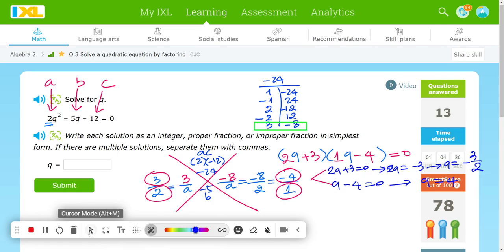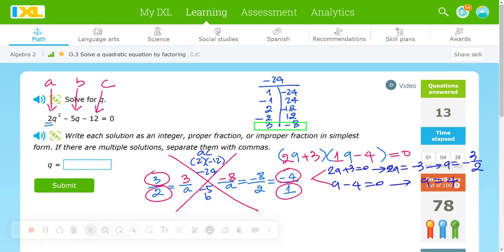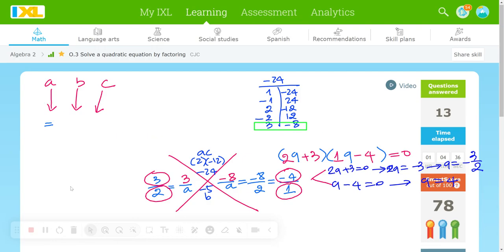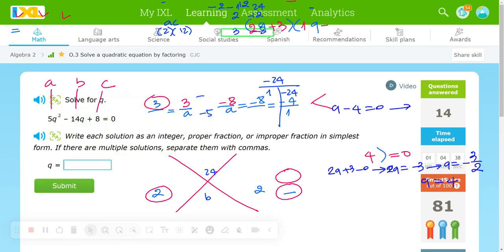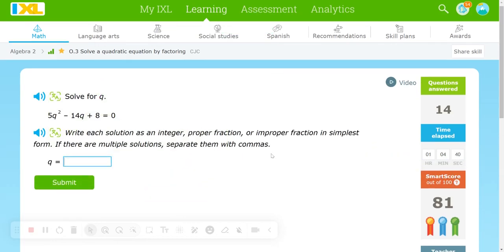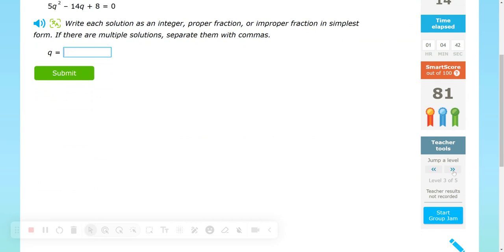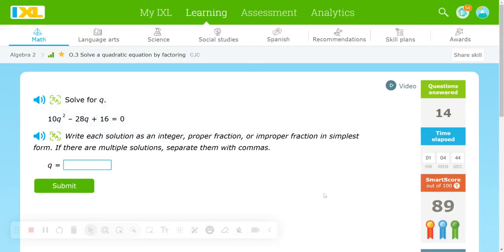Okay. Two solutions. Okay. Negative 3 over 2. Put a comma, and then the other one is 4. Okay, submit. Ta-da. Okay, so let's move on to level number 4. Level number 4.